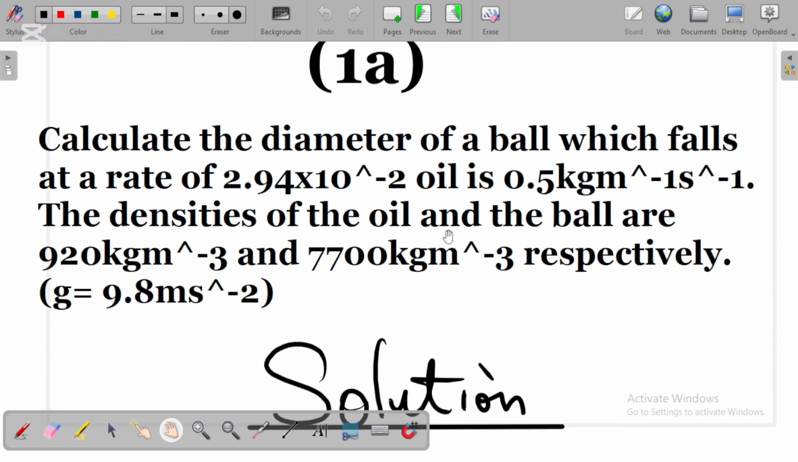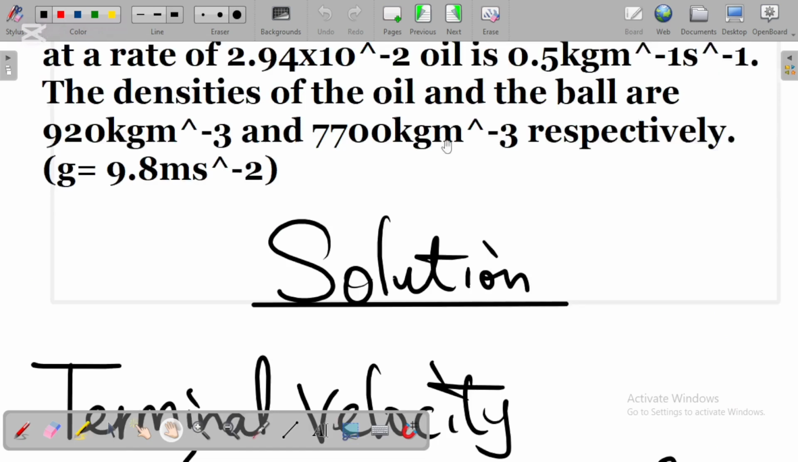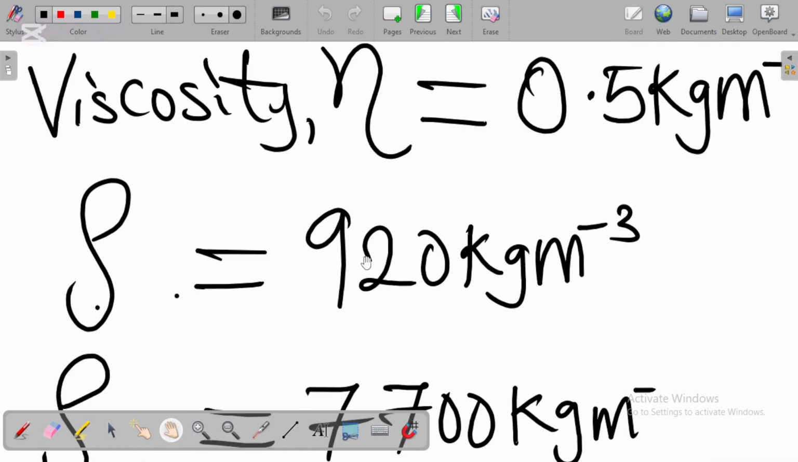The densities of the oil and the ball are 920 kilogram per meter cube and 7,700 kilogram per meter cube respectively. Now, if you look at the question very well, you would see that the ball is falling. Calculate the diameter of a ball which falls. So it is the ball that falls.